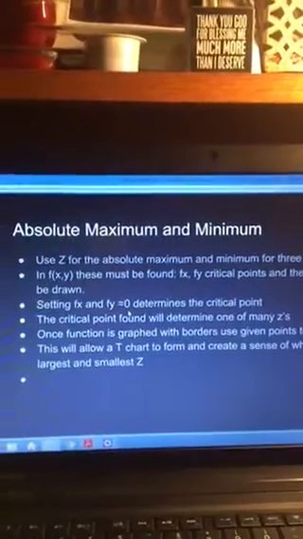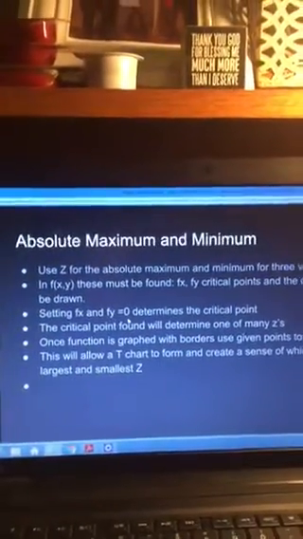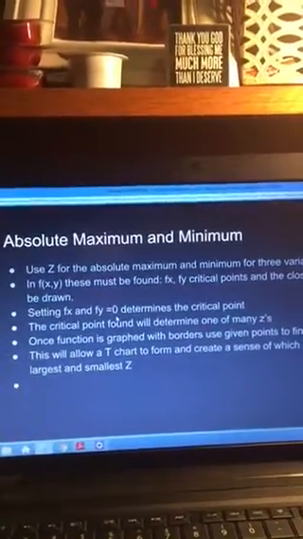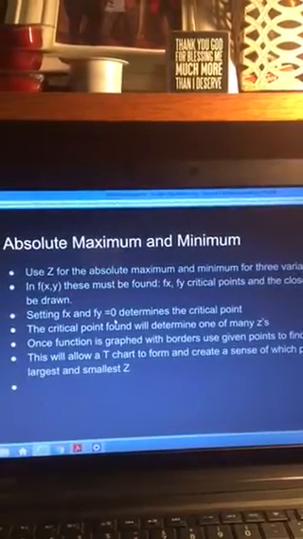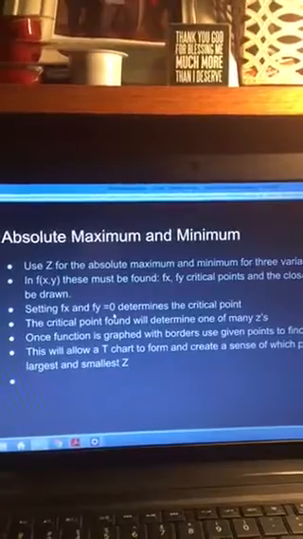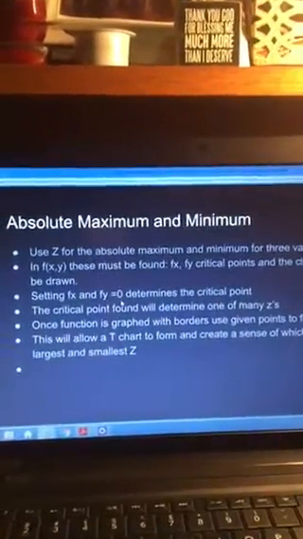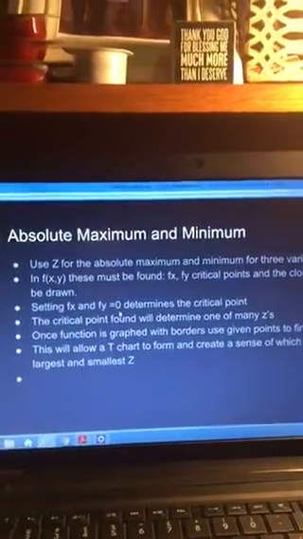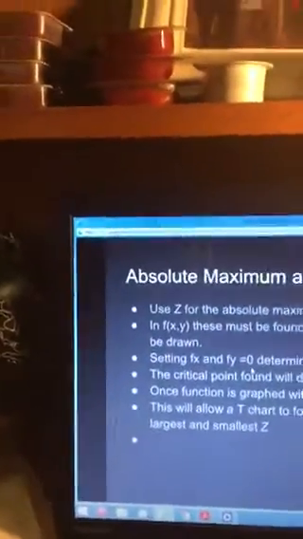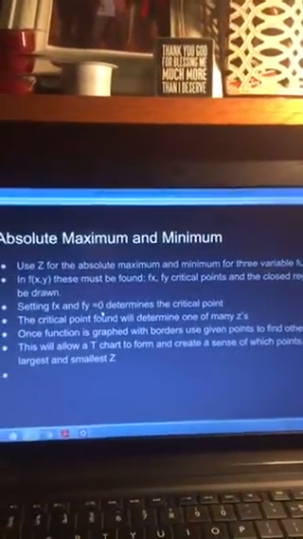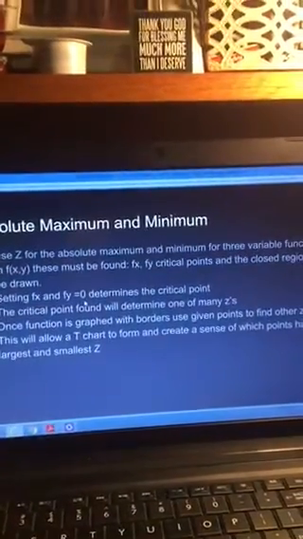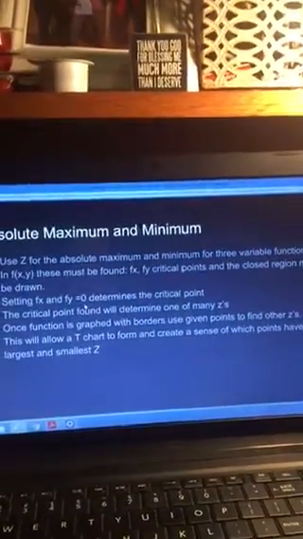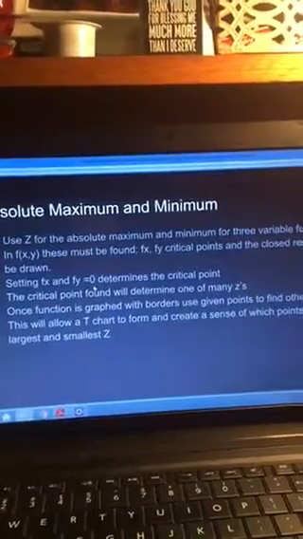Lastly, absolute maximum and minimum. Just like in the previous slide, we were talking about critical points and f with respect to x and f with respect to y. You have to find the critical points, and you have to set f of x and f of y equal to 0 to get your critical points, like I said.